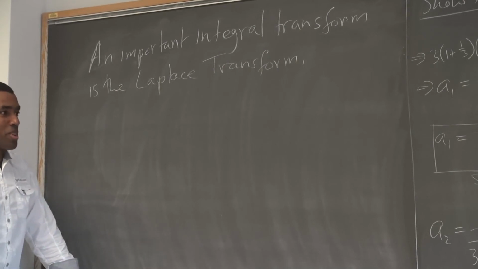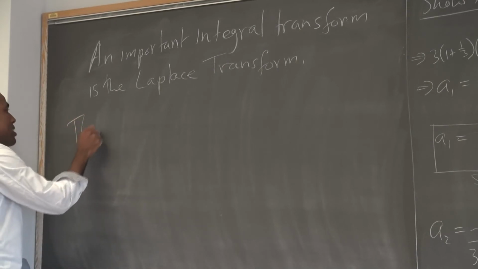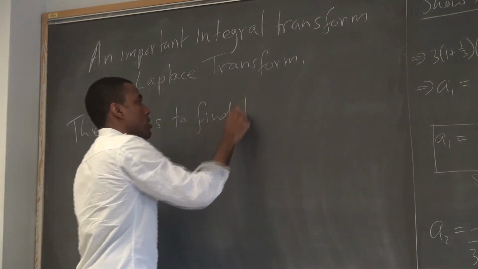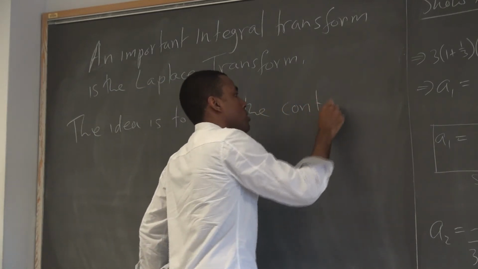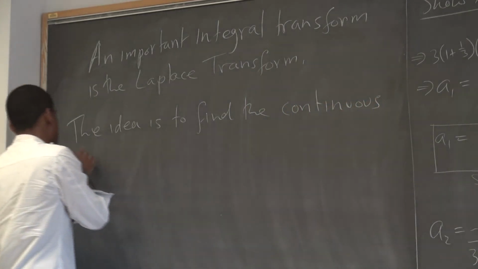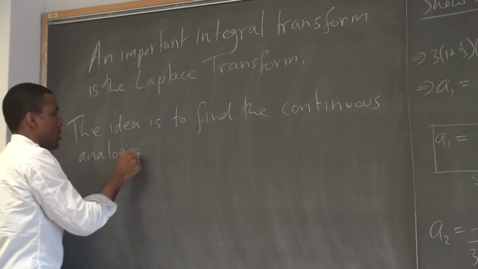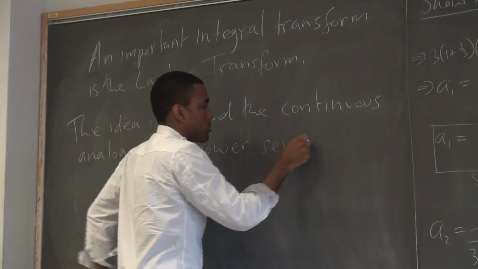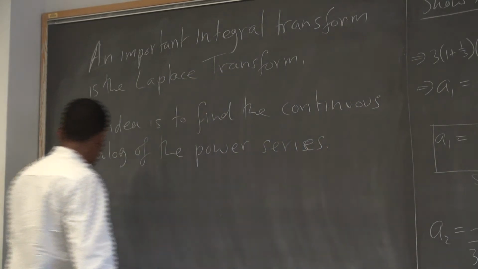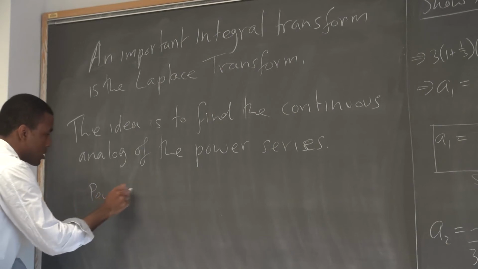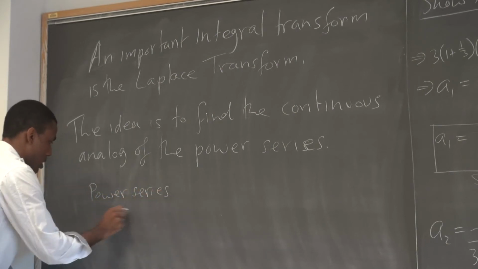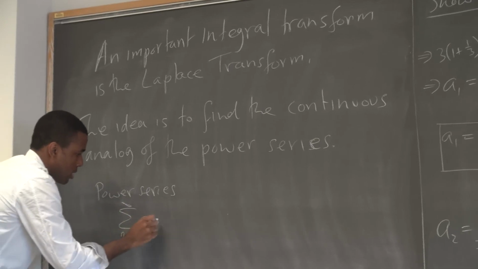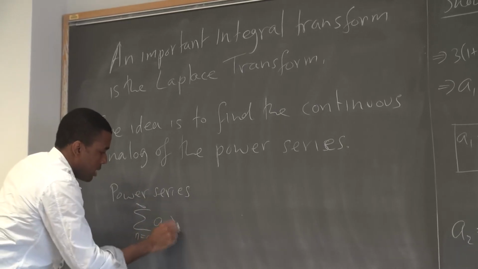So what is this? It's a very important transform. The idea is to find the continuous analog of the power series. Right? So basically, you remember what the power series is. It's sort of like this guy, a n x to the n.